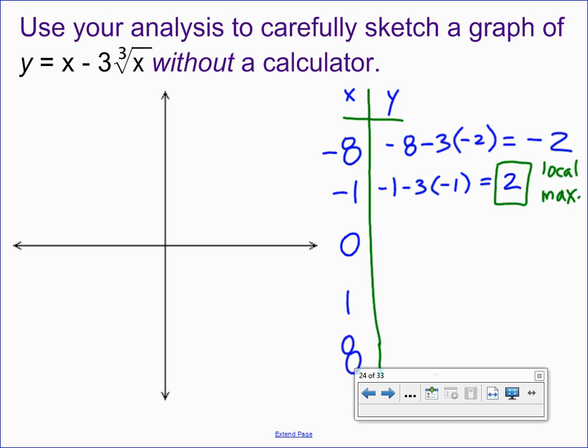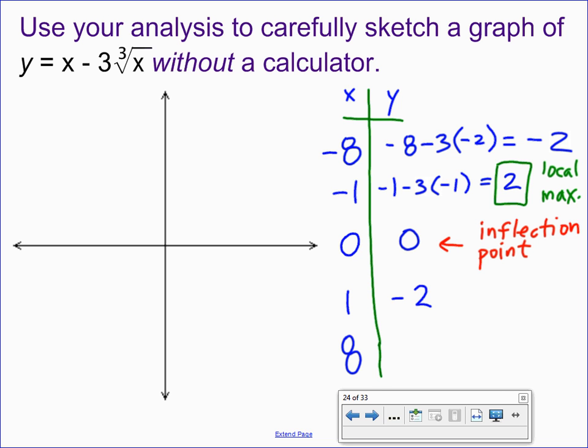X equals 0 produces a y coordinate of 0. What's going on here? This is an inflection point. How do we know? Y double prime changes sign at x equals 0, indicating y changing curvature at x equals 0. Therefore, there's an inflection point at x equals 0, and the point is (0, 0). X equals 1. Here we go. 1 minus 3 times 1 is 1 minus 3, which is -2. Yes, -2.